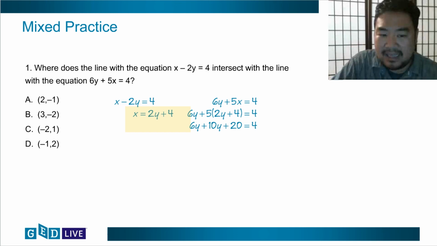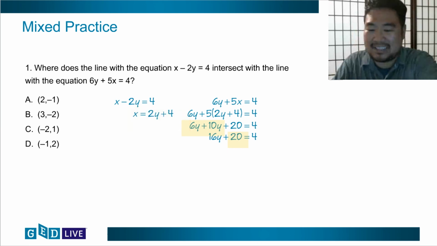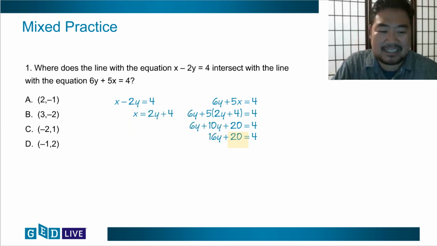We're going to combine the like terms. 6y plus 10y, so we have 16y. And then we're going to move that 20 over to the other side. If we subtract 20 on both sides, we get 16y is equal to negative 16.